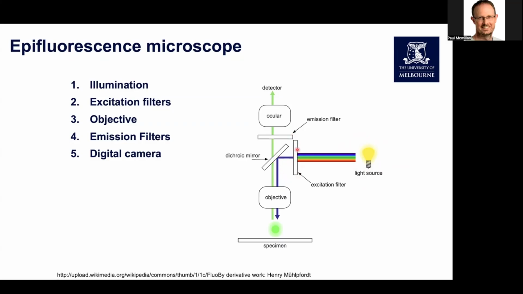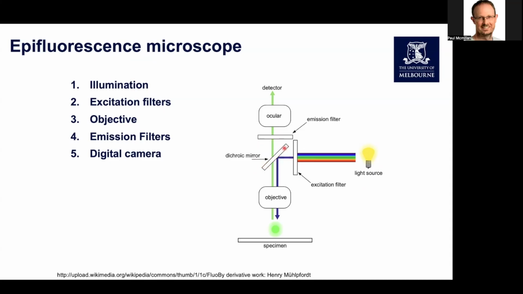This is done by an excitation filter that sits in the front here. This entire thing is called a filter cube. So we've got white light that we're filtering out. In this case, this would probably be like a GFP filter cube, so it's tuned specifically for one molecule that we want to look at. Here, we're only allowing the blue wavelengths of light to come through.